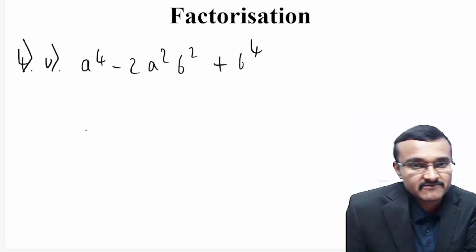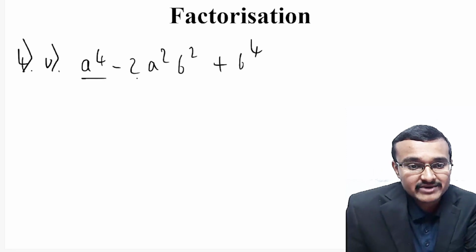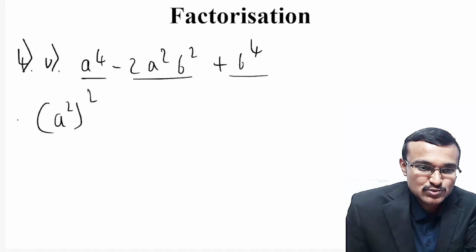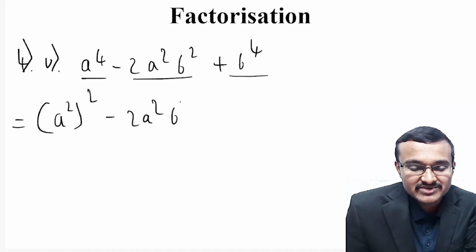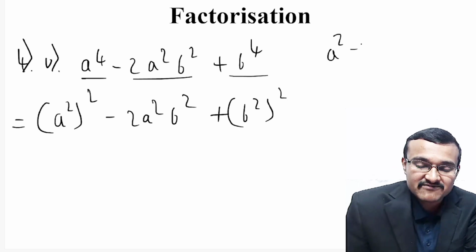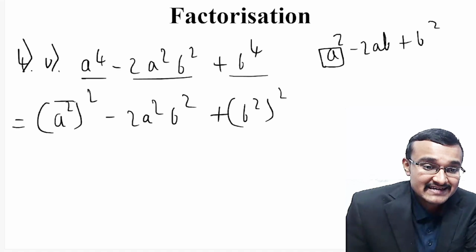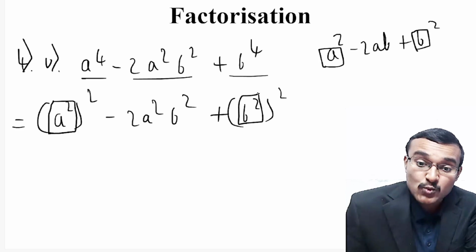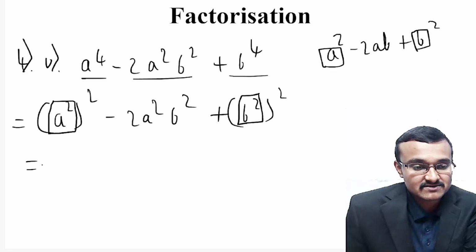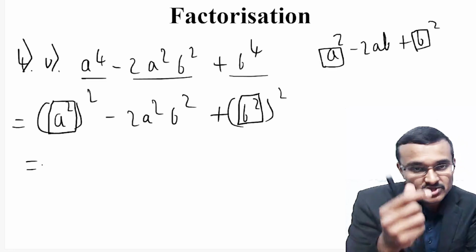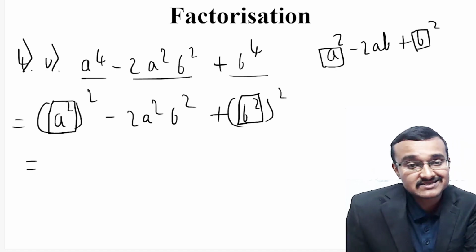Coming to the fifth question, there they have given a power 4 minus 2a square b square plus b power 4. This you can write as (a square) whole square minus 2 a square b square plus b power 4, which can be written as (b square) into (b square). So this is in the form of a square minus 2ab plus b square. Here in the place of a you have a square and in the place of b you have b square. So you should remember these minute things, because if you go wrong here you will actually get wrong results when you solve these kind of problems.